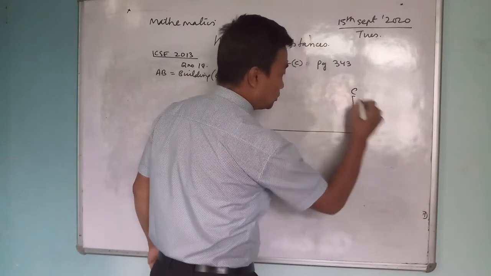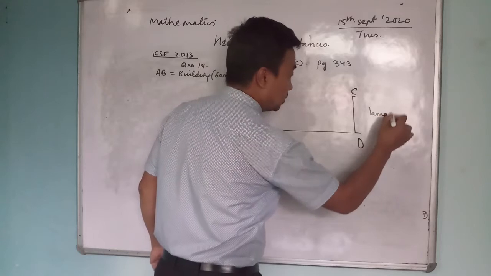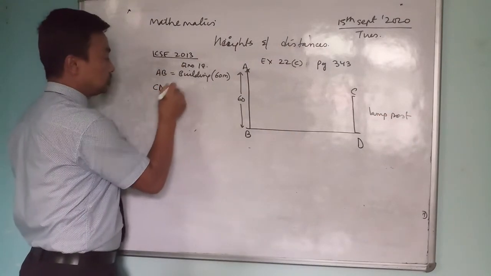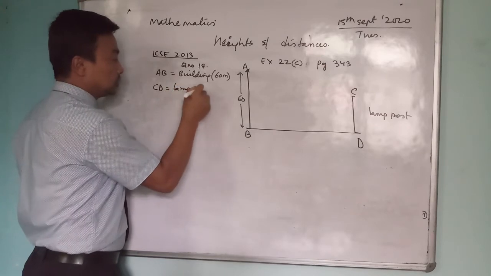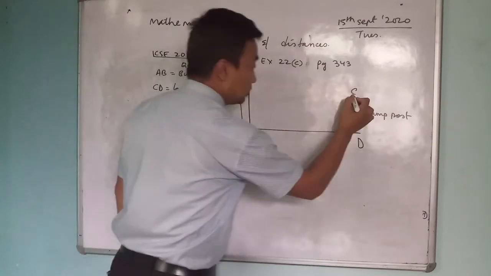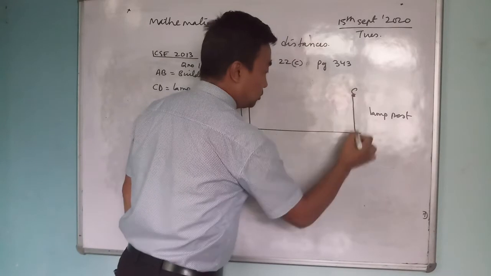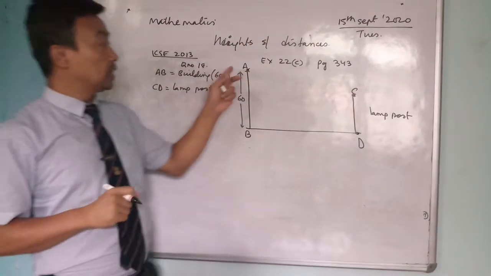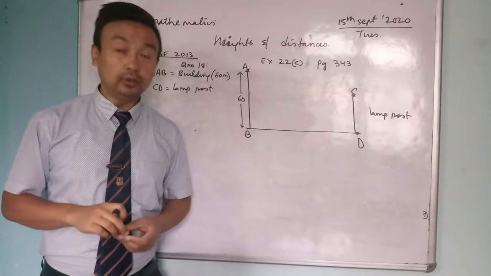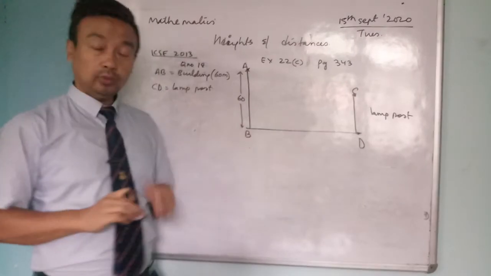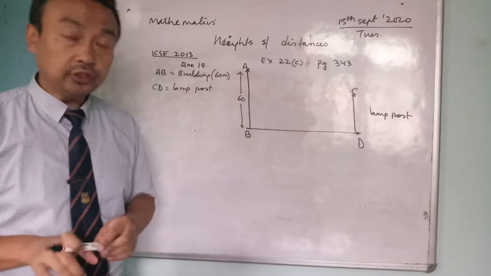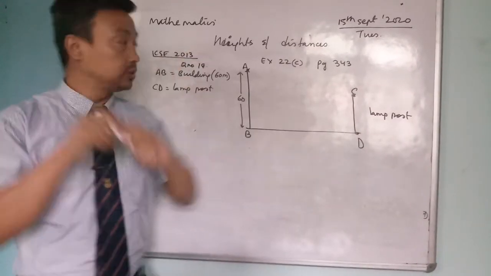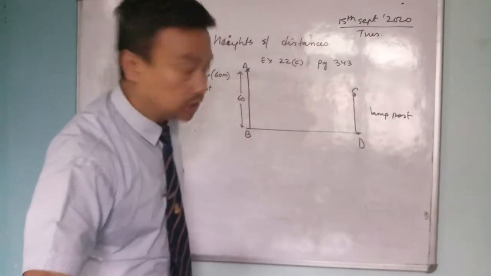CD is the lamp post, and the height of the lamp post is not given to you. So you have to describe like this. This is the top of the lamp post and this is the bottom of the lamp post. So at these two points you are observing from the top of the building. So what is the first thing you have to do? From the point of observation, what you have to make? The horizontal line. So all of you draw this horizontal line.